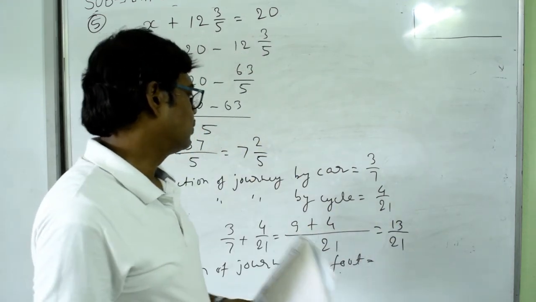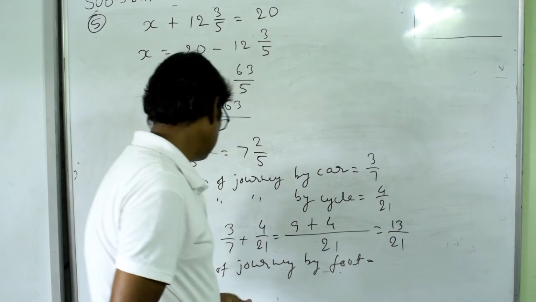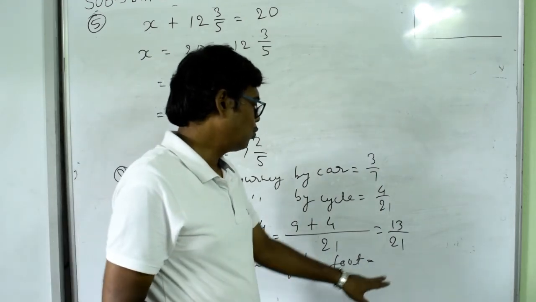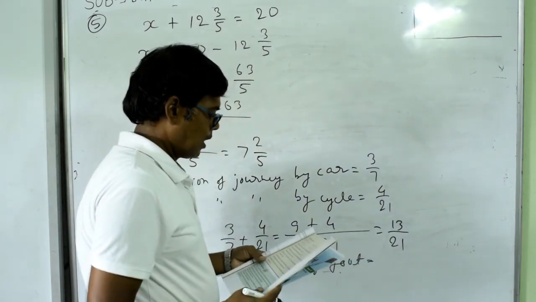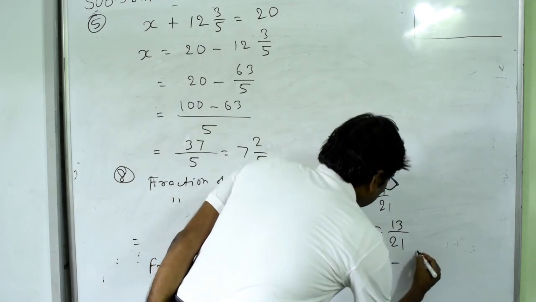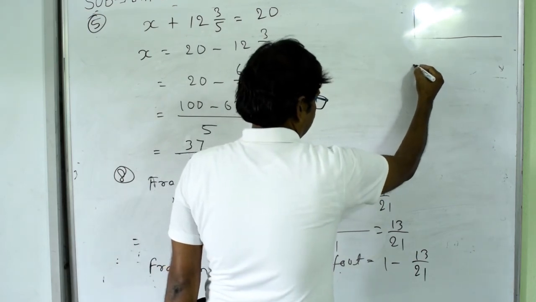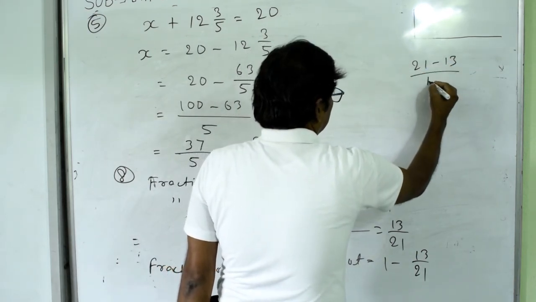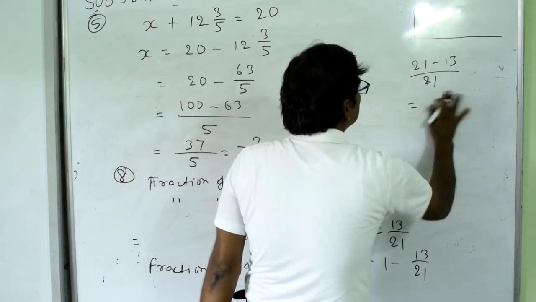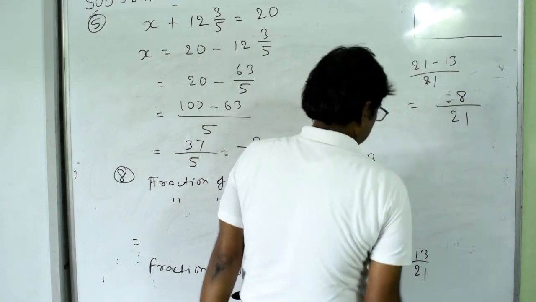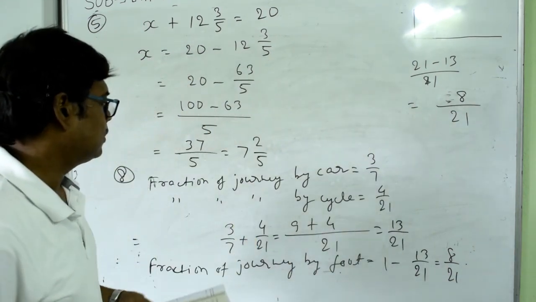तो हाउ मच, तो मतलब बाकी जो मतलब जर्नी बचा हुआ है वो जर्नी मतलब पैदल चल के कितना हुआ है. तो यहाँ पर क्या करना पड़ेगा, फ्रैक्शन ऑफ जर्नी बाय फुट इक्वल टू 1 माइनस दिस कर देंगे तो आंसर आ जाएगा इसमें. What fraction of his journey was covered on foot here. So here it will be the answer, that is this. So when you subtract, it will be 21 minus 13 by 21, that is here this is 8 by 21. So the answer is here 8 by 21 fraction.